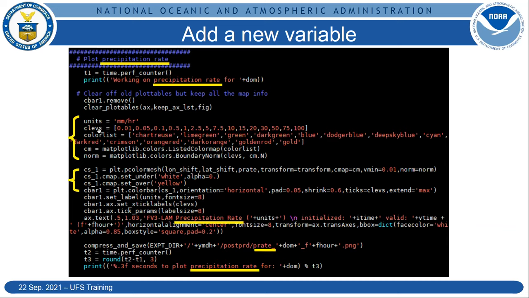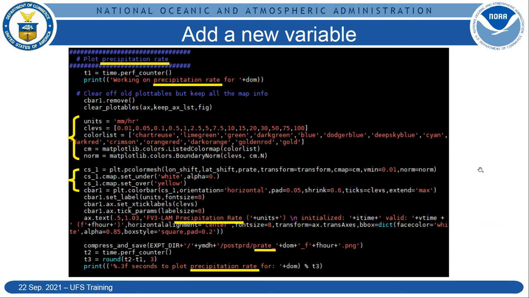variable that you want. So for precipitation rate, I decided I wanted to contour from 1/100th of a millimeter per hour to 100 millimeters per hour. And then this is the color bar that I use with the colors listed there. And then the only other thing you have to do, again, is to change maybe some color bar options down below here. But otherwise, once you do that, then you should be able to plot the variable.